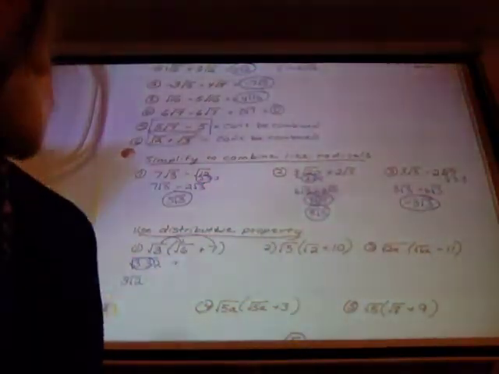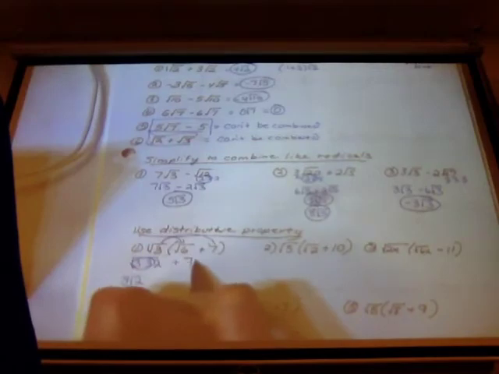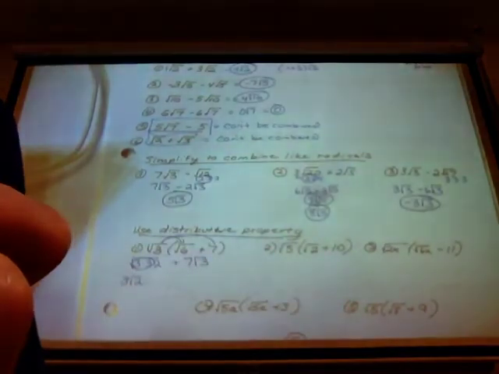Well, how would I multiply this? What would that be? This is a 1 out here. You would just get 7 radical 3. Right? So your answer here, can I combine those two? Nope, you are done.